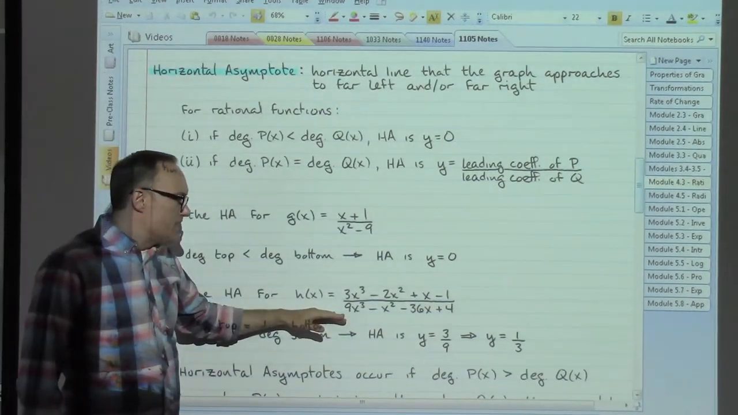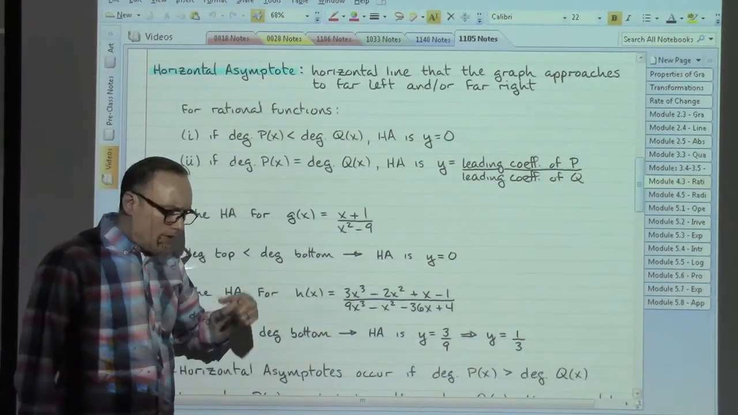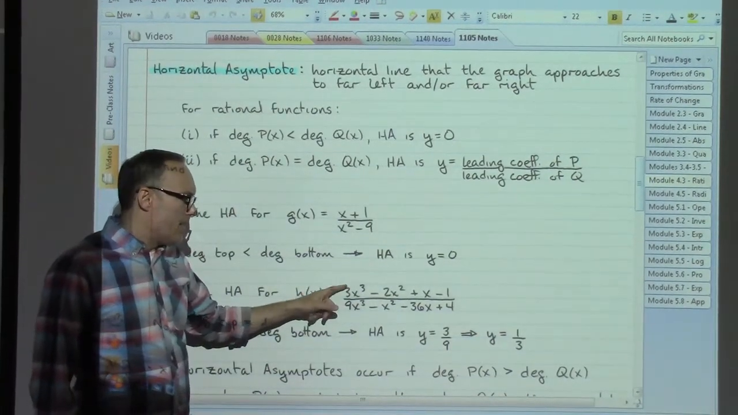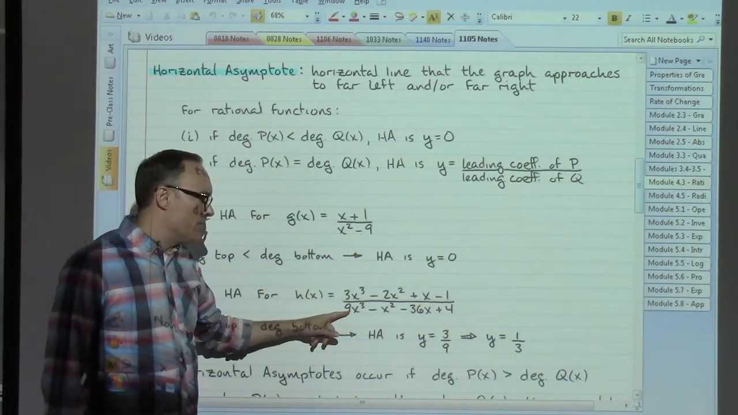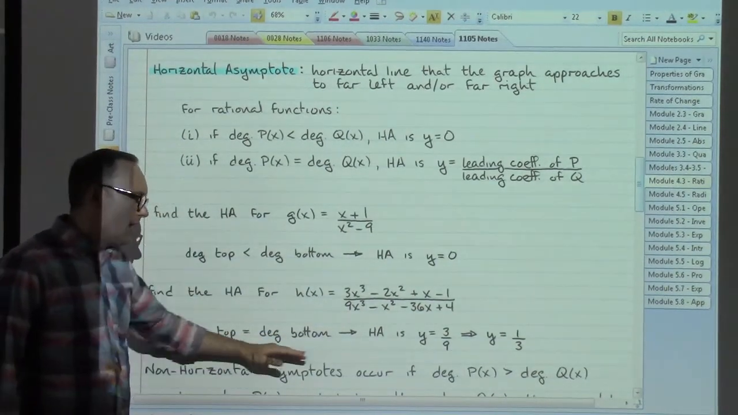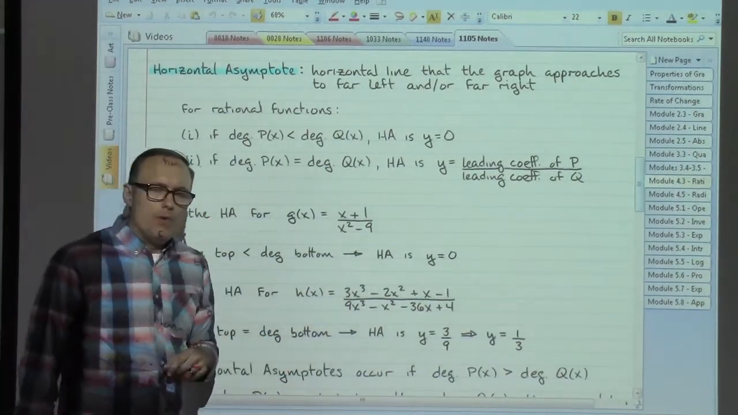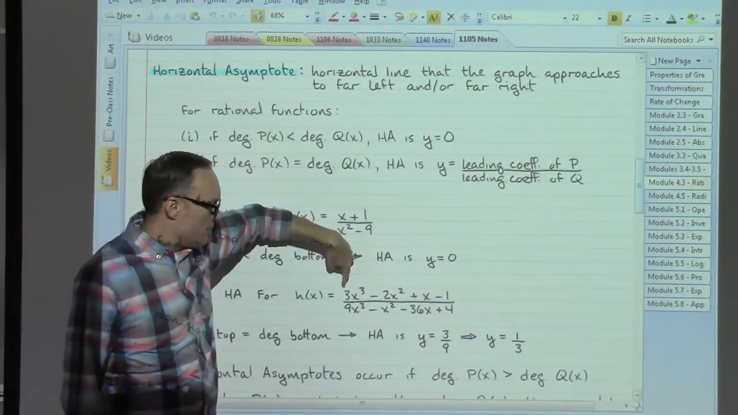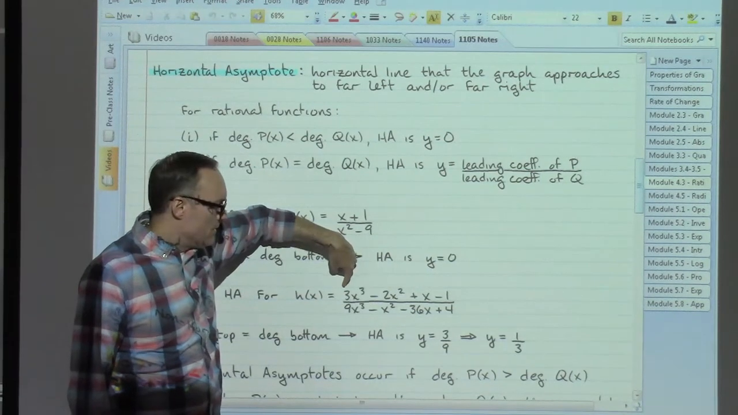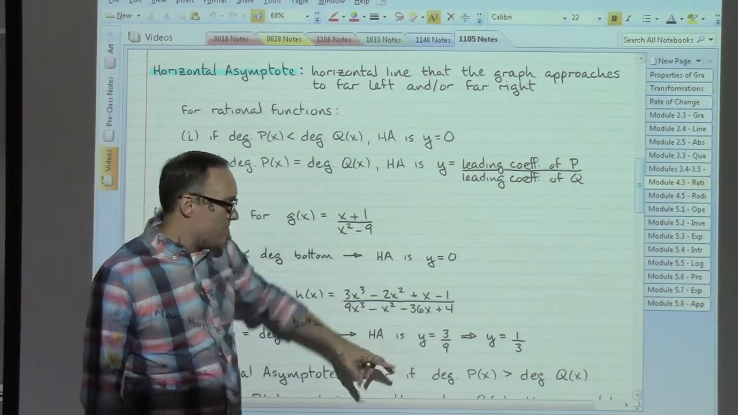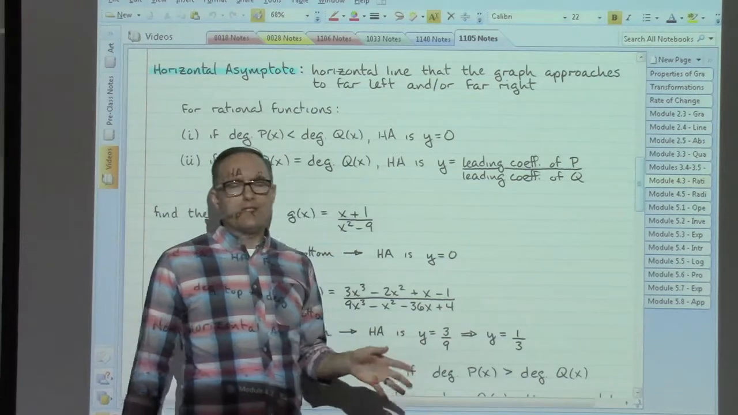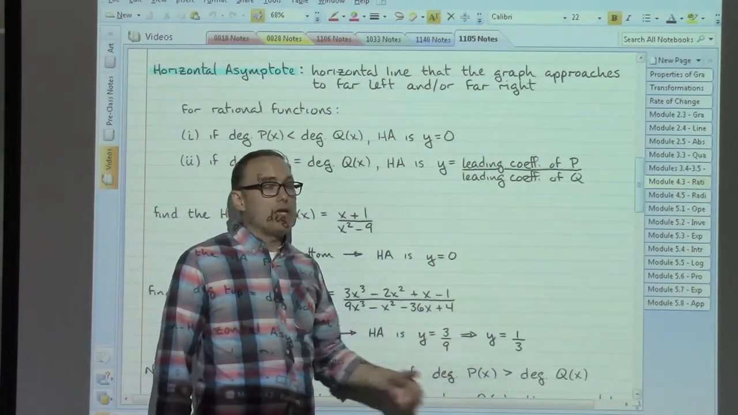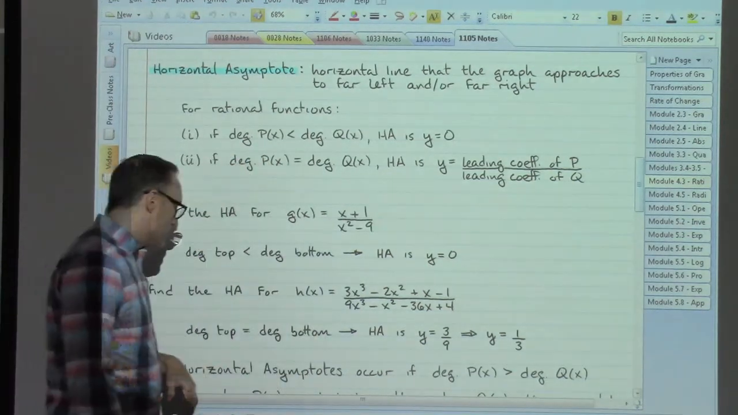How about that function h of x that we were looking at a couple minutes ago, when we were worried about the vertical asymptotes, where we've got a cubic on top, a cubic on the bottom. The degree of the top is the same as the degree of the bottom. Well, we've got to use those leading coefficients. The leading coefficient from the numerator is the 3. The leading coefficient from the denominator is a 9, so y equals 3/9. But we can simplify that. So the final answer, y equals 1/3, would be that horizontal asymptote.